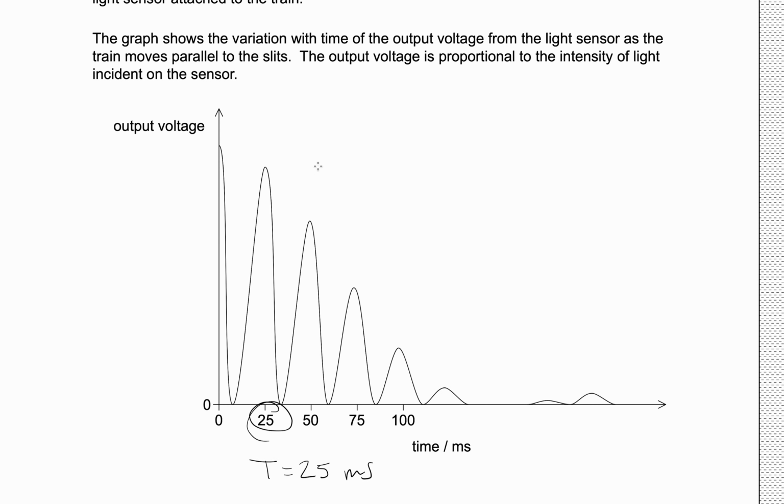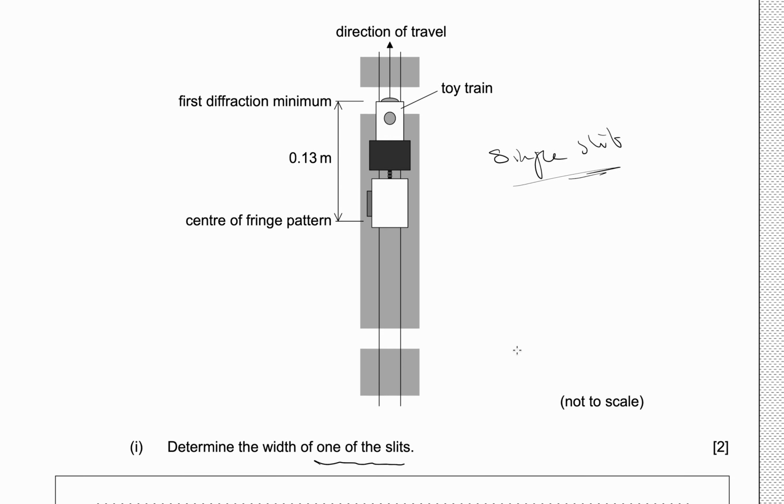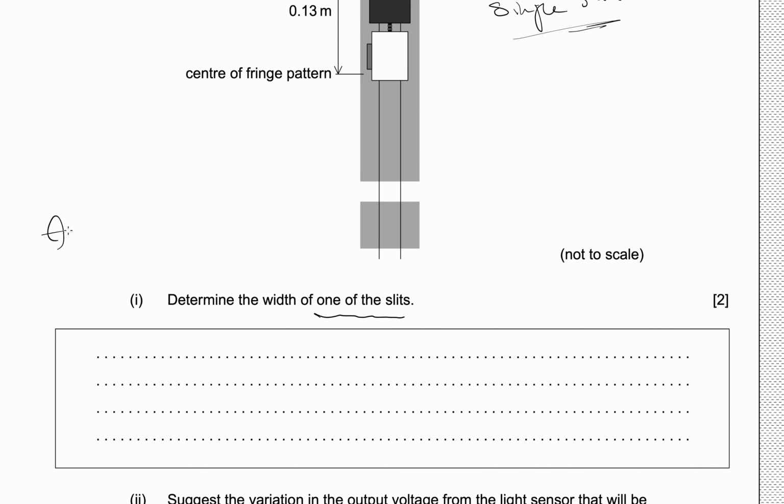I'm not sure if I can draw this properly, but imagine a single slit modulation till here, and this is basically your first minimum. So that's your first minimum, and we want to find the width of one of the slits. Of course you should use θ = λ/b.